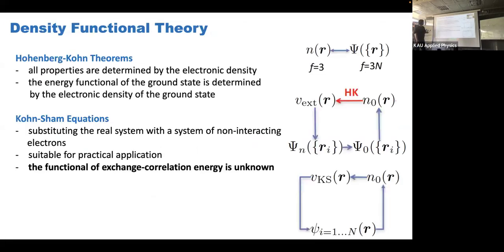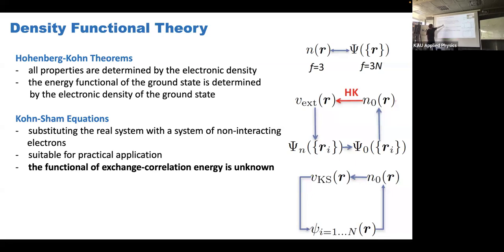Then we can create even more simplification. It is called density functional theory. It's based on Hohenberg-Kohn theorems and on the Kohn-Sham equation. The Hohenberg-Kohn theorems tell us that all properties are determined by the electronic density. If we know the electronic density, this distribution of electrons, we know everything.